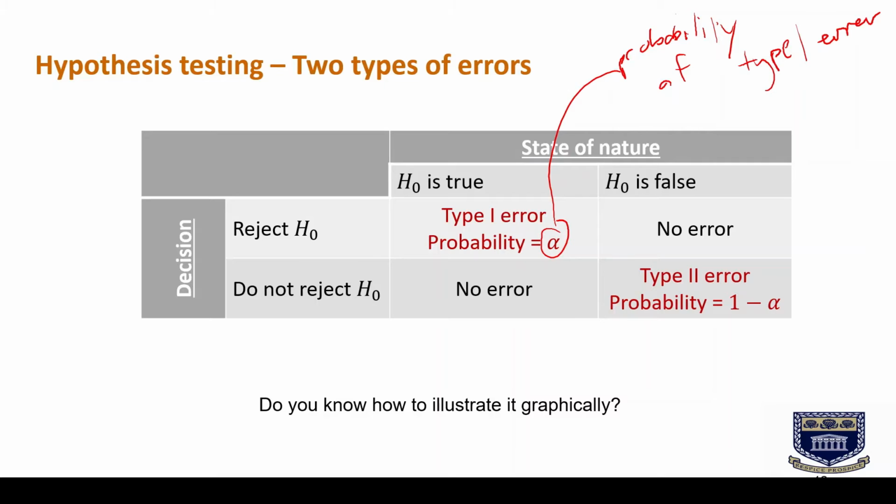And so that's an interesting thing to note, because it tells us that if we want to reduce the probability of committing a type 1 error, we simply choose a lower significance level, right? And conventionally, we choose significance levels of 0.05 or 0.01. So that tells us there's a 5% probability, or a 1% probability, of committing a type 1 error if we choose those significance levels.